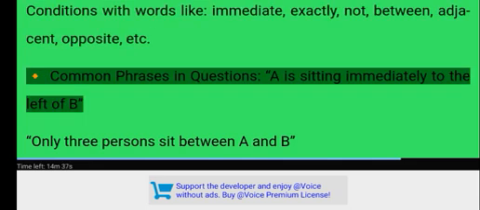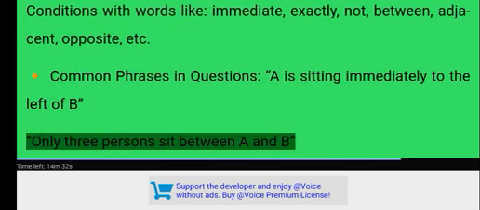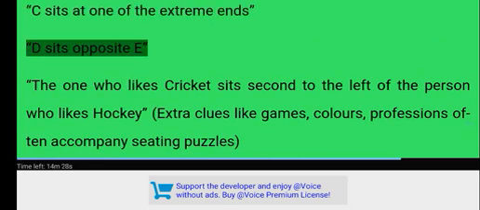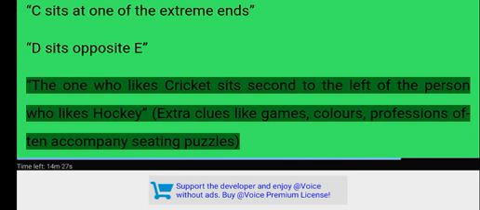Small diamond: common phrases in questions. A is sitting immediately to the left of B. Only 3 persons sit between A and B. C sits at one of the extreme ends. D sits opposite E. The one who likes cricket sits second to the left of the person who likes hockey. Extra clues like games, colors, professions often accompany seating puzzles.